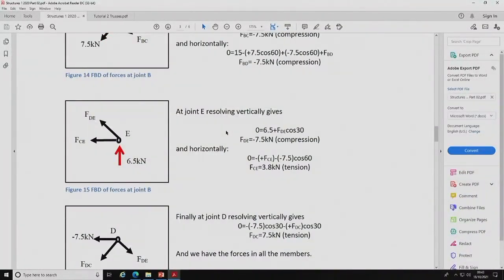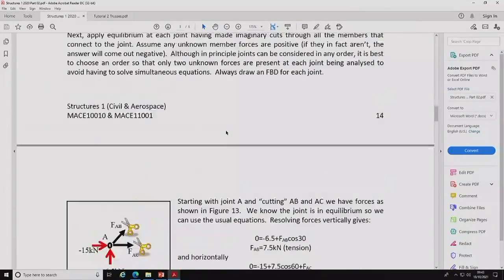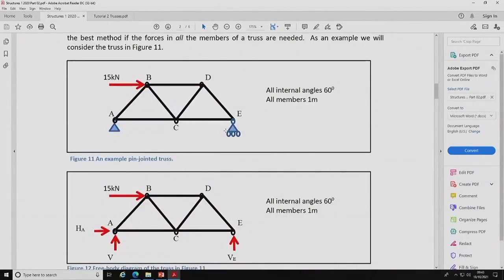And this is called the method of joints. It requires you to go from one step to another, one point at a time. Now, there could be some problems where you are asked, I don't want to know all the member forces, I want to know how much force is in BD, for example. Using this method that I have just told you, you cannot get BD directly.